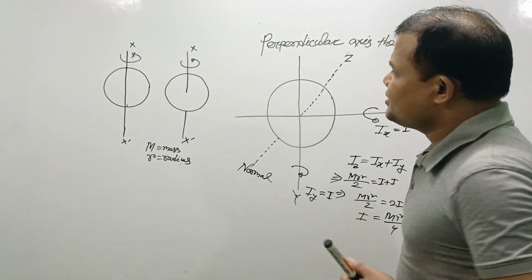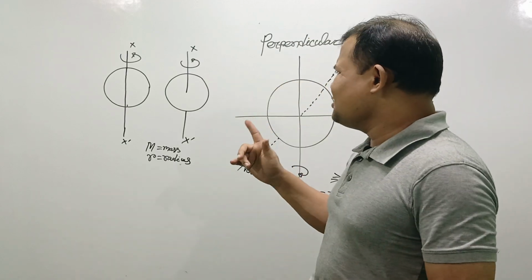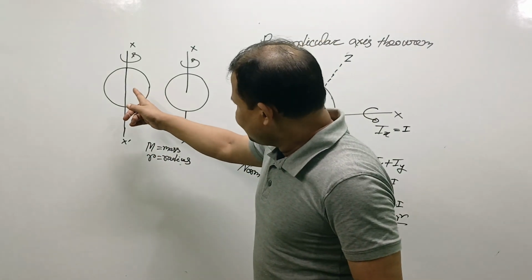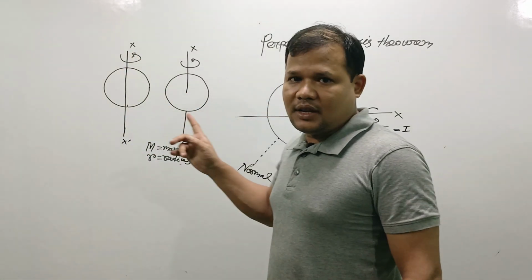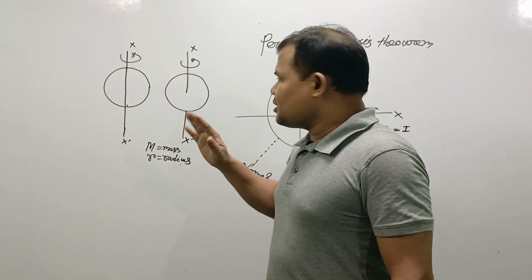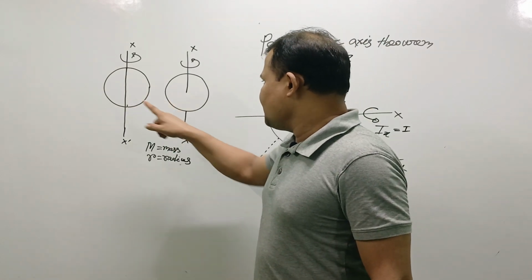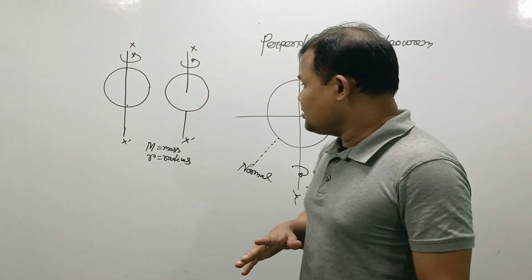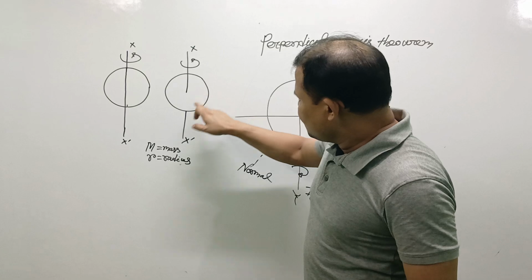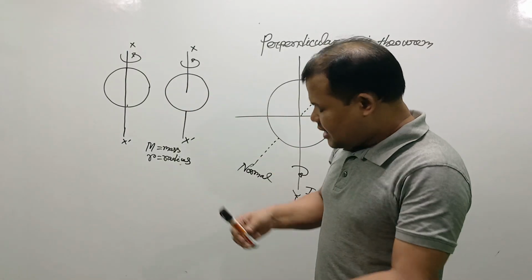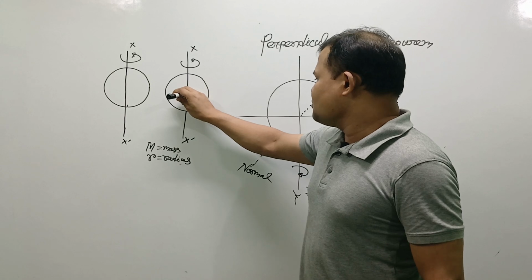What is the difference here? The difference is the rotational axis. Look very carefully and understand clearly that this is the diameter and this is the normal axis. Both axes pass through the center of gravity. But notice that this is the surface of the disc, and this is the perpendicular. This perpendicular's name is normal.